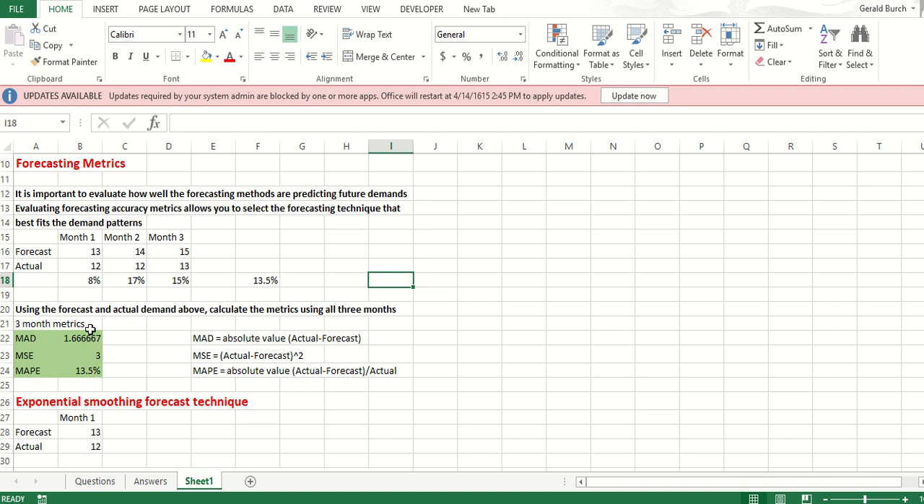Now the reason that we're going to use these metrics and the reason that they matter to me is that I may be using one technique right now that's given me an average of 13.5% error. I might be able to go choose a different forecasting technique that might be able to reduce the amount of error that I'm getting. So the forecasting metric gives me an idea of should I go in and change to a different forecasting method or leave what I have alone.